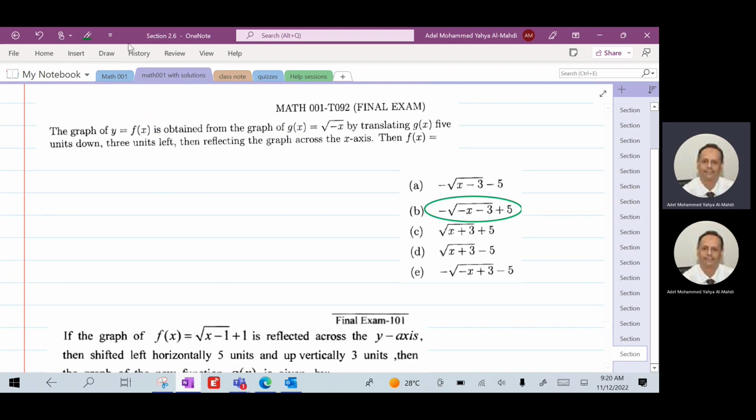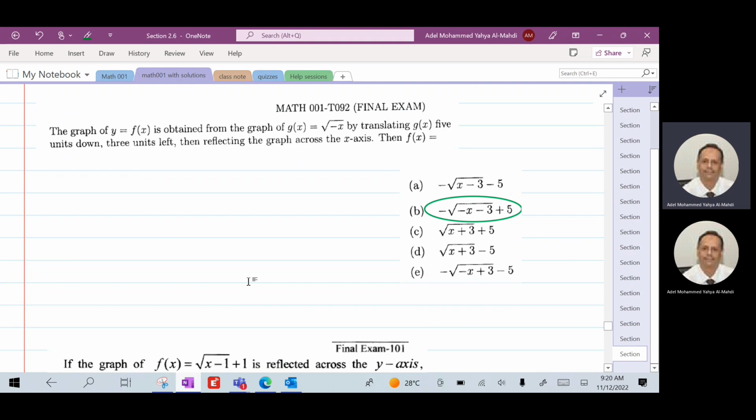This question is like the above one. We will solve many questions like this. We are given a basic equation, either square root, absolute value, or x squared. Then we are given some transformations and the question is to find the new one. So here, the original one was g of x, or j of x, equals square root of minus x.